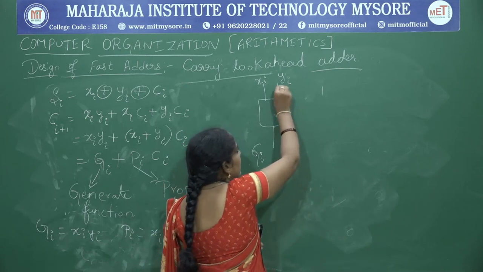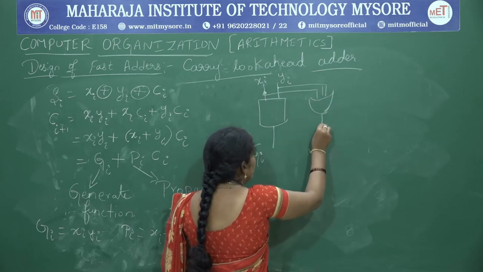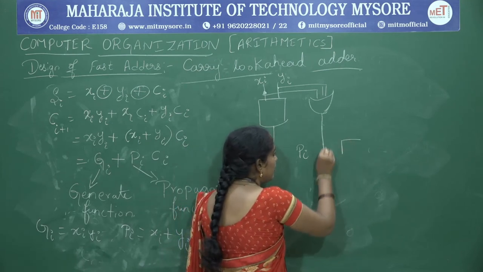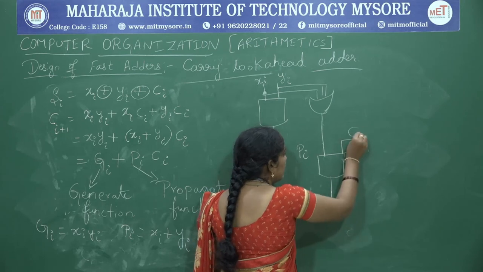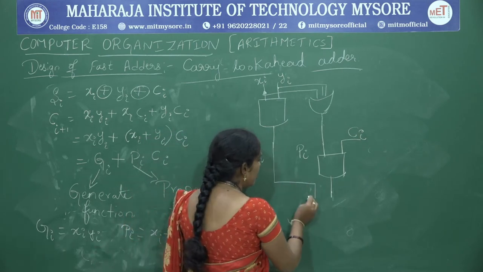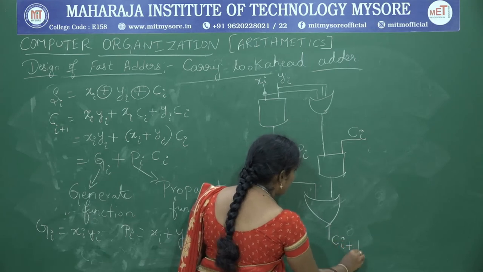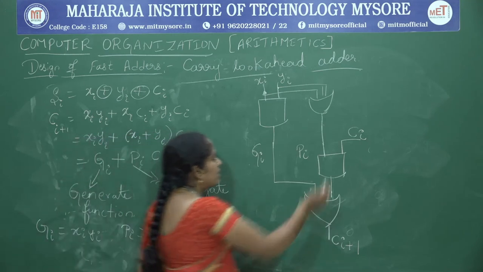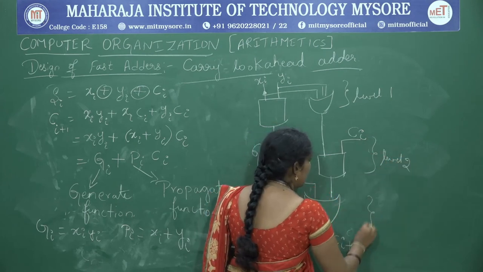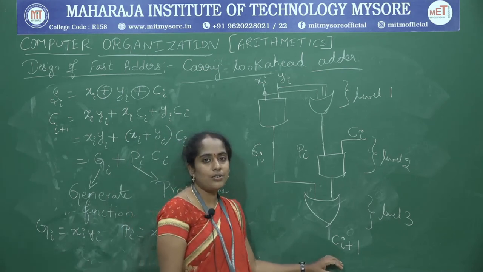In the same level, by using the same input and an OR gate, you will get the Pi value. Then add Ci for this, and add this Gi function and use an OR gate again, and you will get Ci plus 1. So in this example, this is in level 1, this is in level 2, this is in level 3. That means here we need 3 gate delay to get the Ci plus 1.